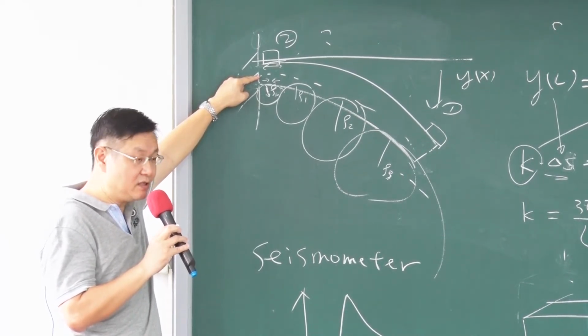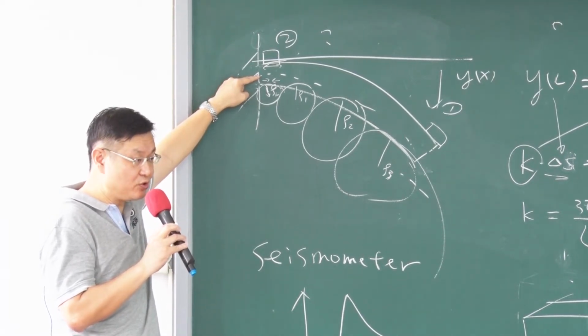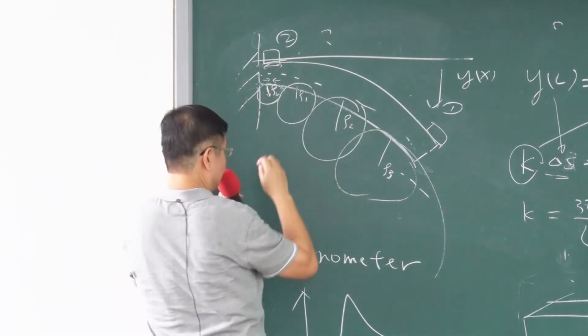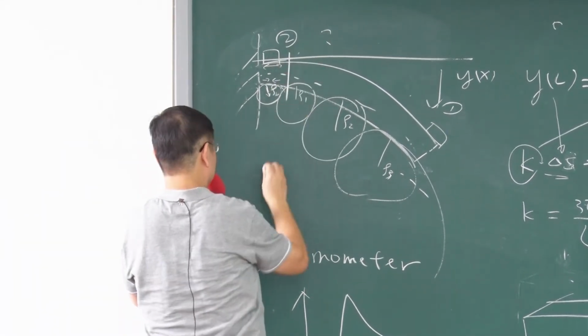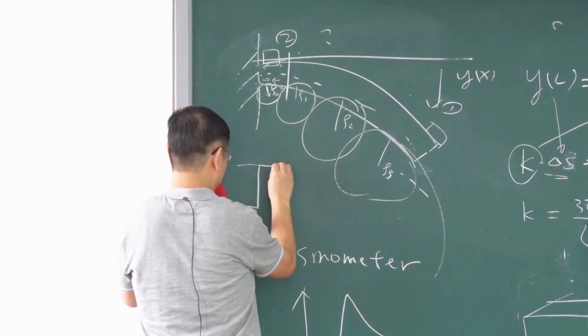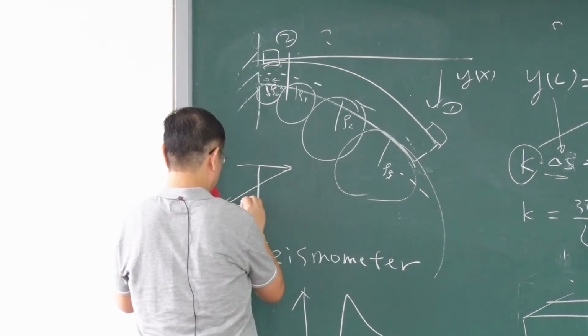No distortion on the surface. No strain at the center. So when you draw the strain, the displacement across this cross section, because on top is tension, I would draw like this. On the bottom is compression, so I draw like this.